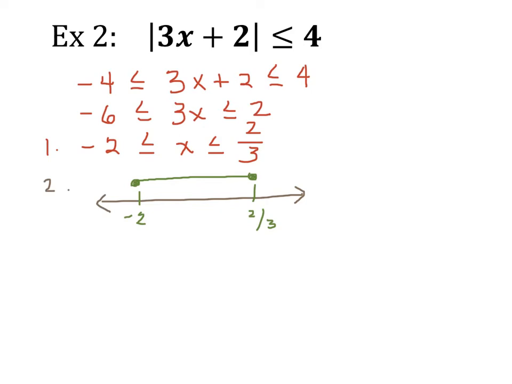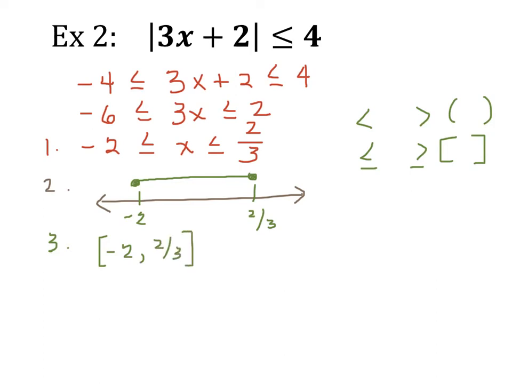Now, the last thing we're going to do is write this in interval notation. If you remember, our greater thans and less thans without equality are parentheses. If you have a less than or equal to and a greater than or equal to, you're going to use brackets. It's easy to remember because equal signs are straight and brackets are straight. So we have a closed circle, which means a bracket, with negative 2, comma, 2/3 with another bracket.